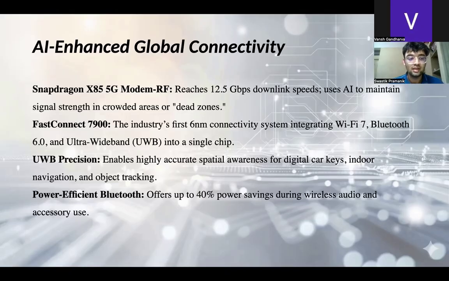Then we have FastConnect 7900, which I also talked about earlier, which combines Wi-Fi 7 as well as Bluetooth 6.0 and ultra wideband. UWB is basically useful for precise location tracking, such as digital car keys and indoor navigation. Another important feature is power efficient Bluetooth, which reduces energy consumption by 40% during wireless usage. So, overall, the connectivity is not just faster, it is also smarter and more efficient. So, moving on to the next slide.